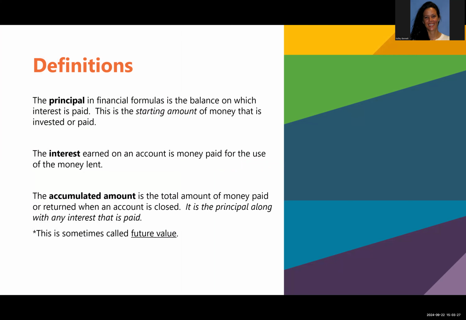So in simple interest, we're going to have a formula, and each letter is going to represent an idea or a quantity. In particular, we're going to have the principal, P. The principal in financial formulas is the balance on which interest is paid. For us, it's usually the starting amount of money that is invested or paid. In some cases, it'll be written as we're borrowing it or it's a loan.